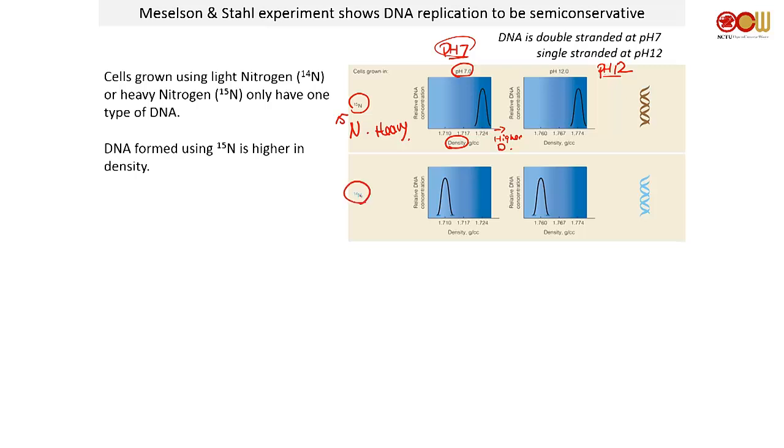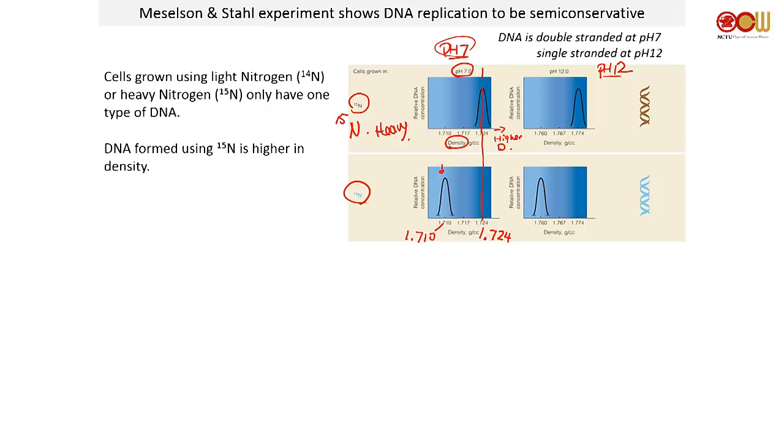Now, if you grow your cell in the light nitrogen, N14, then all of the DNA will have the light N14 nitrogen. Hence, you notice how the DNA that results from growing it with N14 has a lower density. If you can't see the number, this one is 1.724. This one is 1.710. So it's lighter.